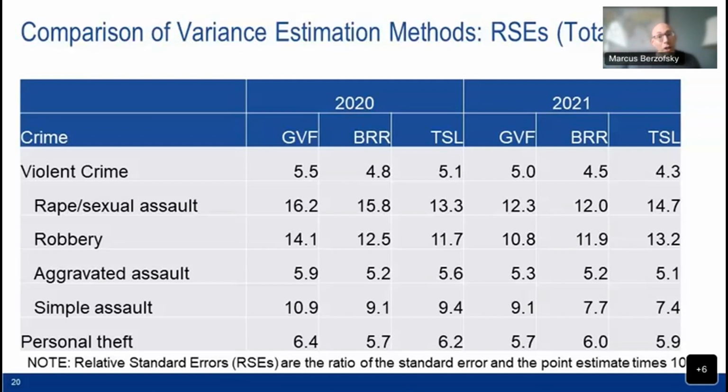BRR and TSL are going to be closer to each other because they're using direct variance estimation. While they're different, they're still similar. So they're going to be much closer to each other in terms of their relative standard errors. But as you can see, they're not exact. The GVFs, because sometimes you're above the regression line and sometimes you're below, are inconsistent in terms of being higher or lower, and it'll vary even within an outcome from year to year. So just be aware of that.